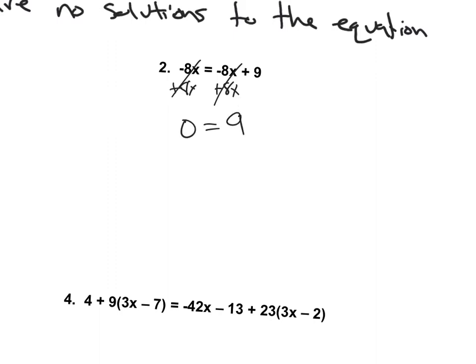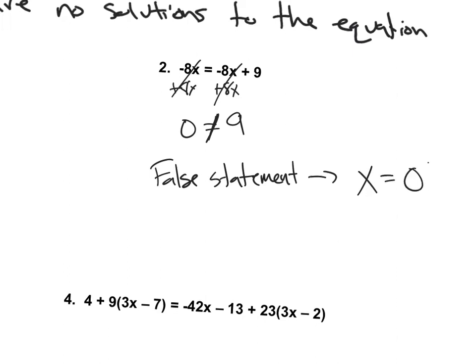This is where we're left with a statement where these values are not equal. So anytime you're left with a false statement, when your variables cancel out, you know that that is a no solution. So in this case, we'd say that there is no solution for x. That would make that equation true.